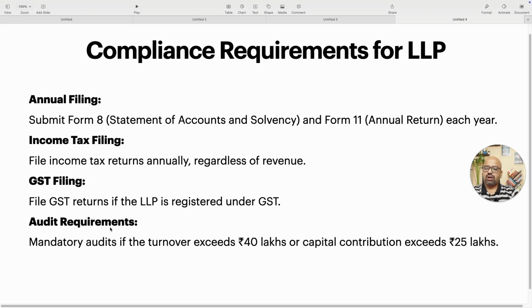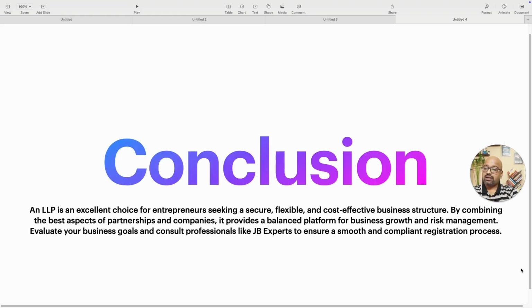Then audit requirements. Basically, the audit is not really mandatory, but if your turnover is more than 40 lakhs, then you have to get it. If your turnover is less than 40 lakhs but you have received a single payment, like a capital contribution, of more than 25 lakhs, then an audit report is required. So you need to make those kinds of checks. So these are important, right?